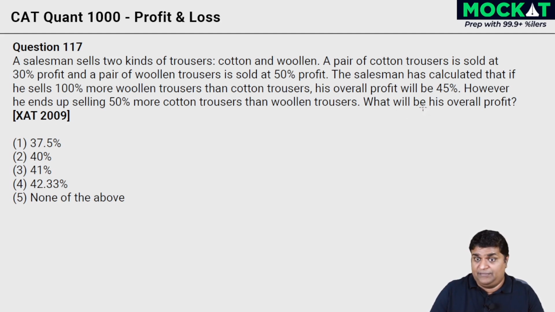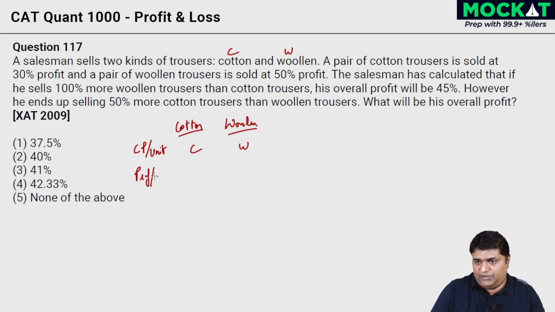Now, we don't know the cost price of a cotton trouser, and we don't know the cost price of a woolen trouser. So, cotton and woolen, let the cost price per unit be C and W respectively. Now, what is the profit per unit going to be? 30% profit on the cotton, so that's going to be 0.3C, and 50% profit on the woolen, that's going to be 0.5W.